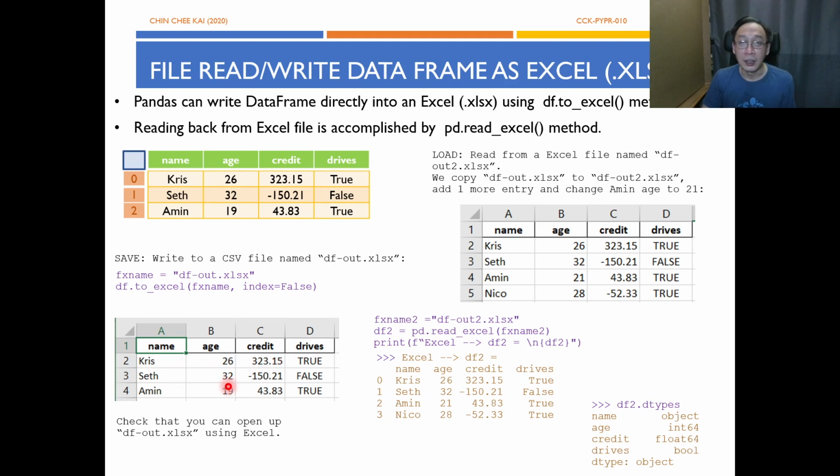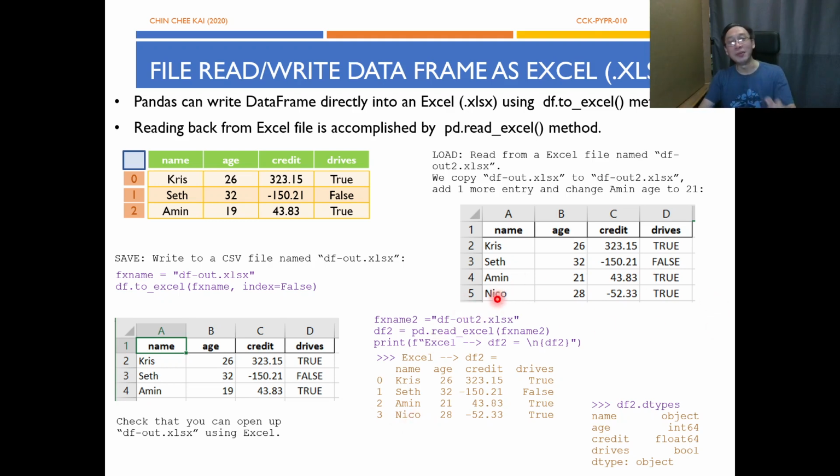And then we can do a save as using Excel to create a new copy, df_out2.xlsx, and modify a little bit, add in a new row, Nico here, all right, and save into that using Excel. Then we quit Excel and try to read back in the newly created Excel file. And yes, we can see the hand-typed new row here.